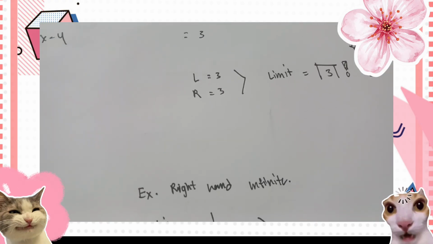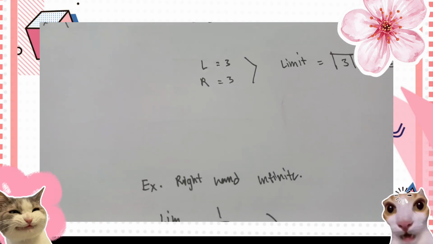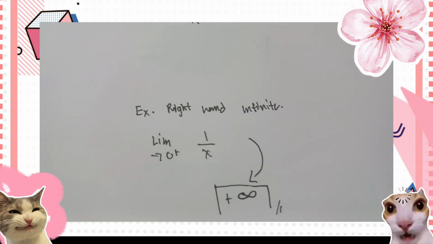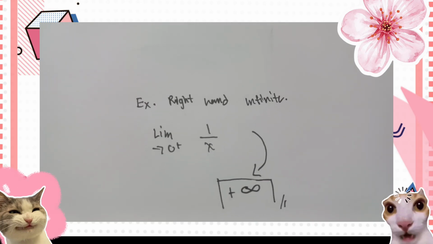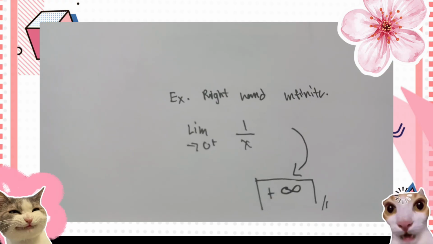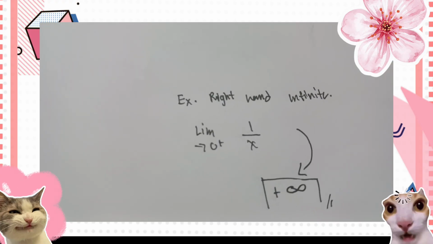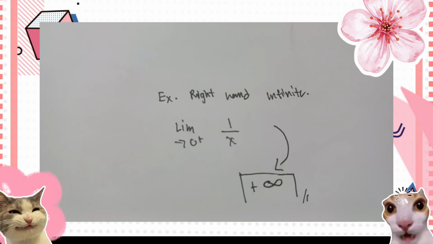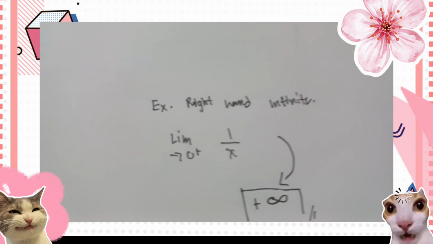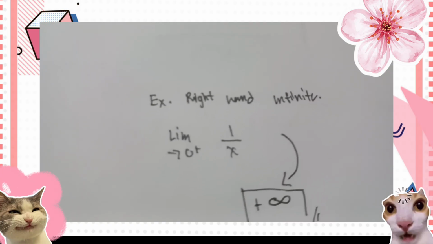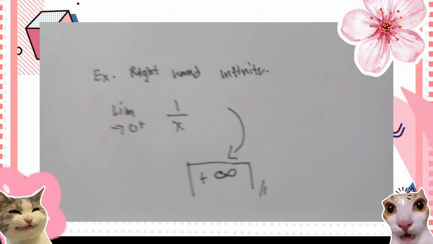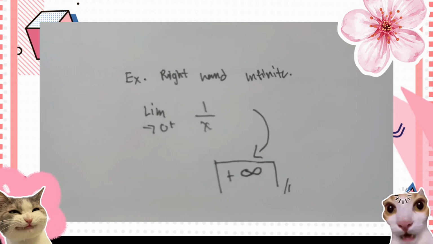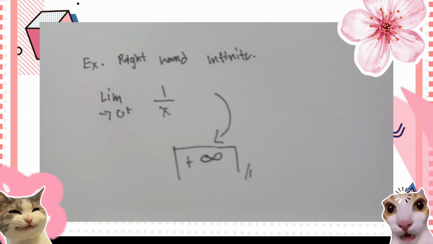As for another example for positive infinity, which is the right-hand infinite limit, limit as x approaches 0 from the right of 1 over x. As x gets closer to 0 from the positive side, the denominator becomes very small positive. The value becomes very large positive. The final answer is positive infinity.